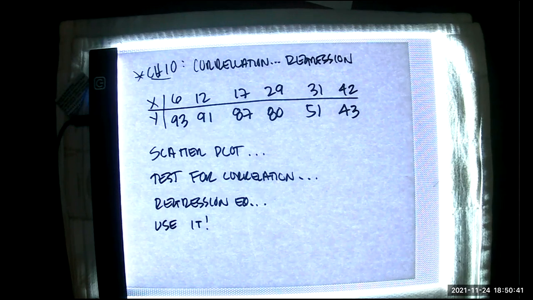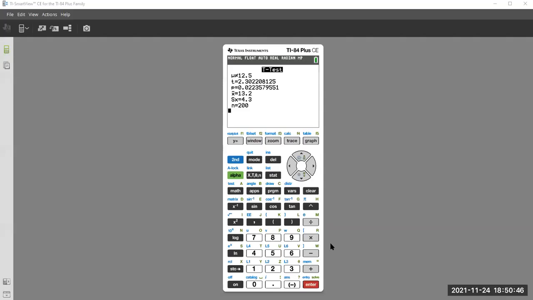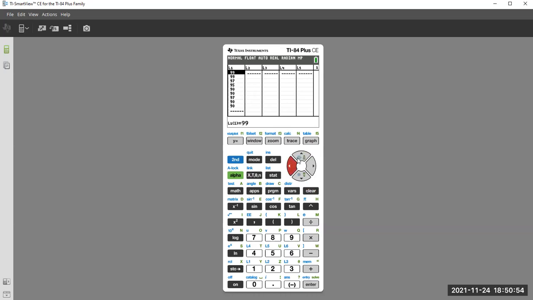So let me go ahead and share my screen. You're going to have to watch me go ahead and enter in my data. Stat, edit. We need 2 lists. And 6, 12, 17, 29, 31, 42. And again, I don't go overboard when it comes to data sets in terms of size. I really believe it's more about the statistics that we do than the number of numbers we push around.